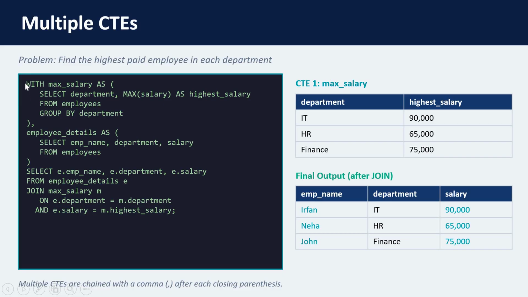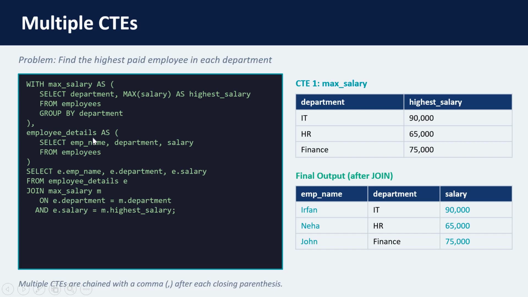So what is happening here? We need to write with the max salary. So max_salary is the CTE name: select department, max(salary) as highest_salary from the employee group by the department. So it will give me every department's highest salary, right? So that is the max salary we get.